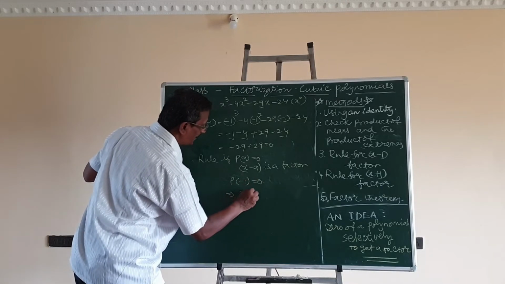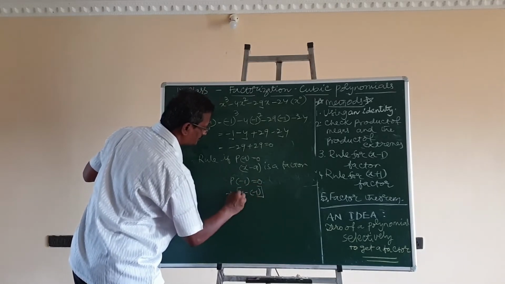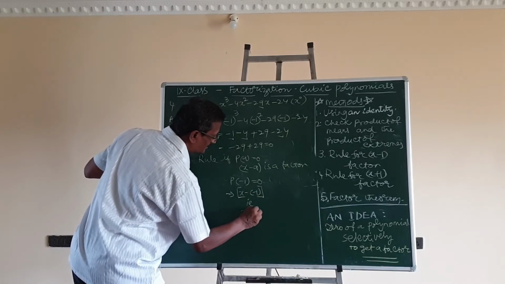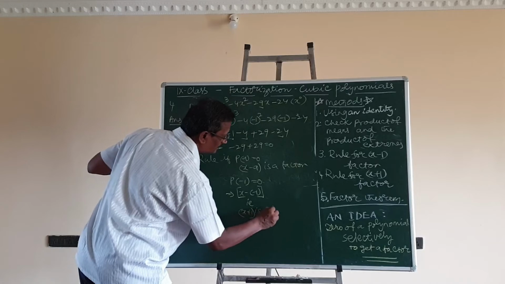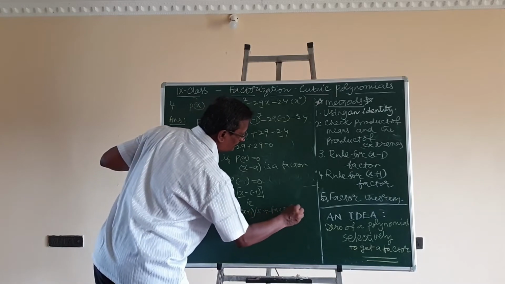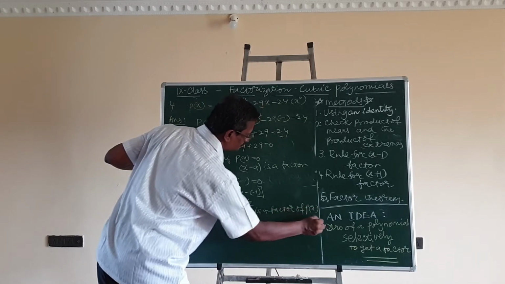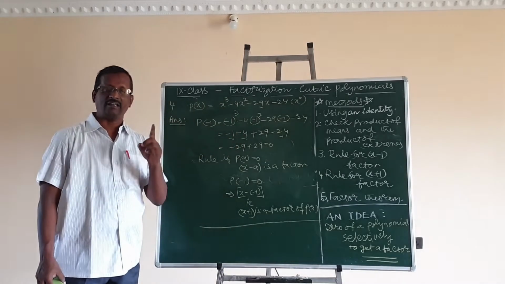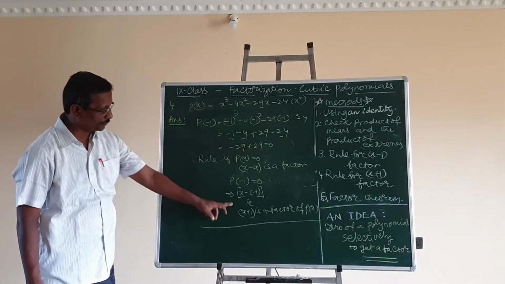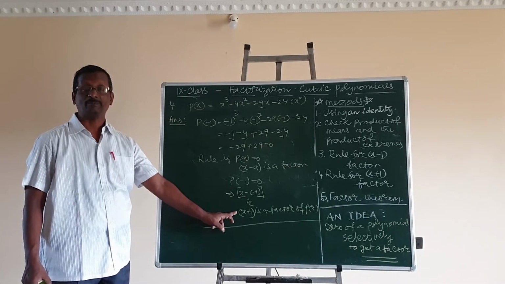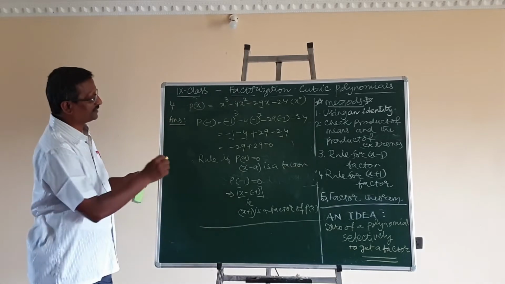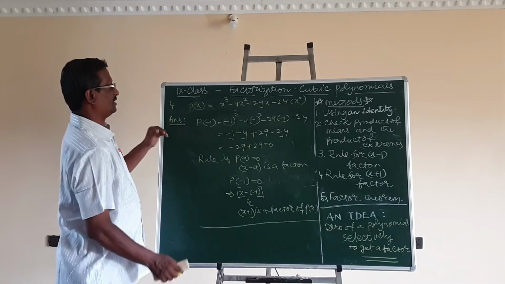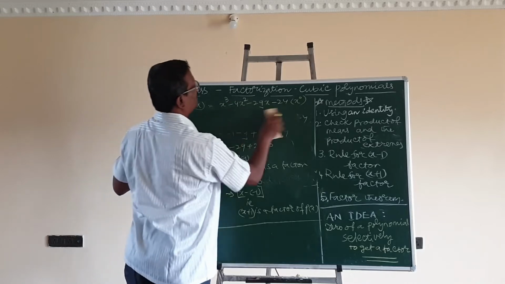This implies x minus minus 1, that is x plus 1, is a factor of p(x). If p of a is equal to 0, x minus a is a factor of p(x). So using the same, it is decided that x plus 1 is a factor. Suppose it is decided that x plus 1 is a factor, then for further factorization, we follow the method like this.